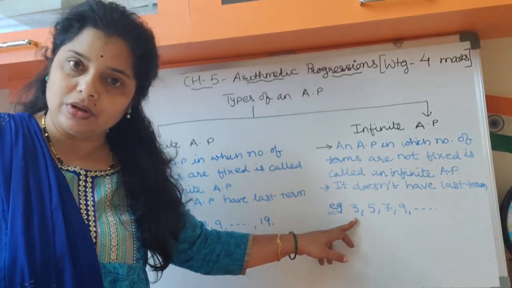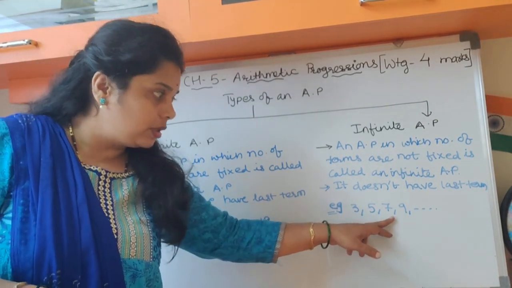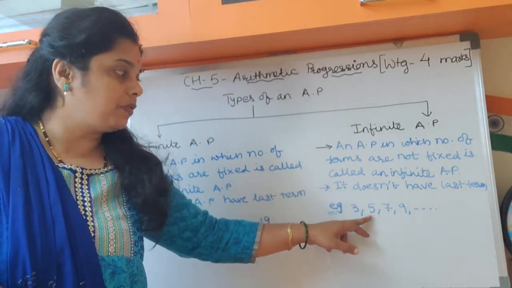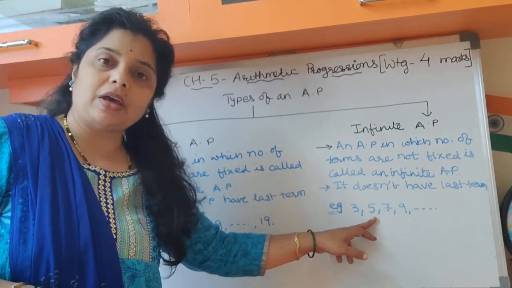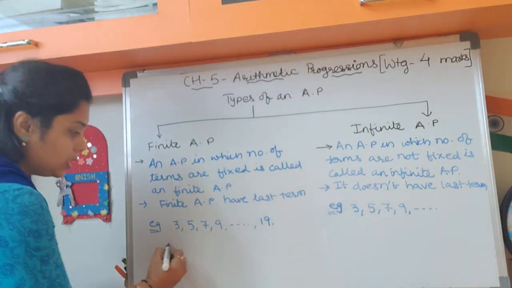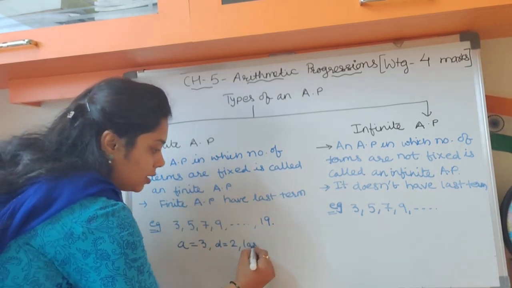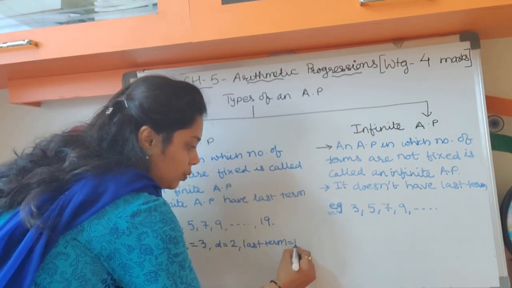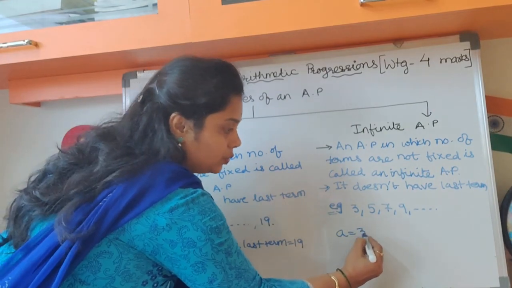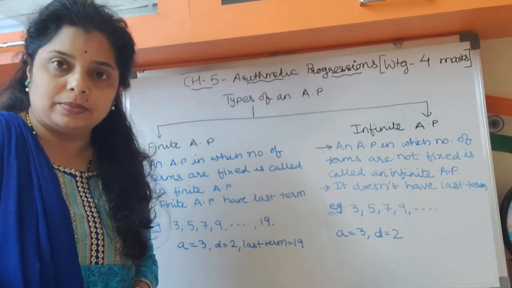The first term is 3, and again the common difference is second term minus first term, third term minus second term, fourth term minus third term. So 5 minus 3 is 2, 7 minus 5 is 2, and 9 minus 7 is 2. So in both cases we can say that a is 3, d is 2, and the last term is equal to 19 for the finite AP. For the infinite AP, a is equal to 3 and d is equal to 2. It doesn't have any last term.